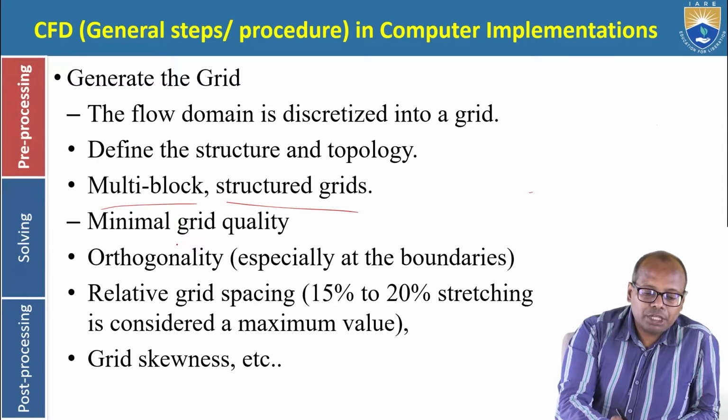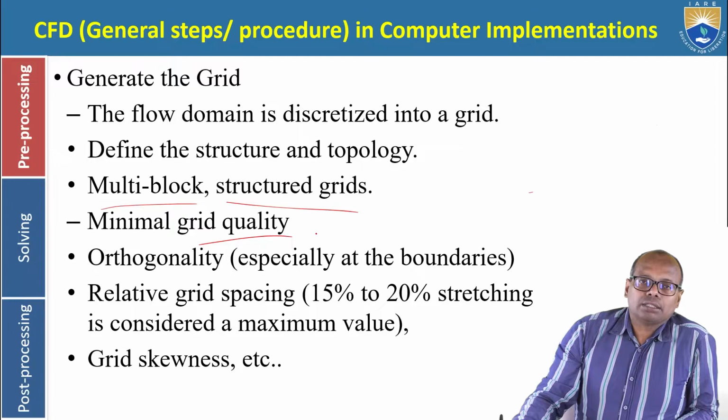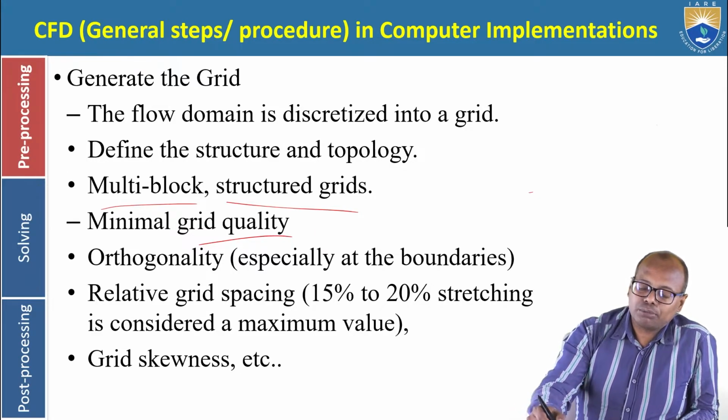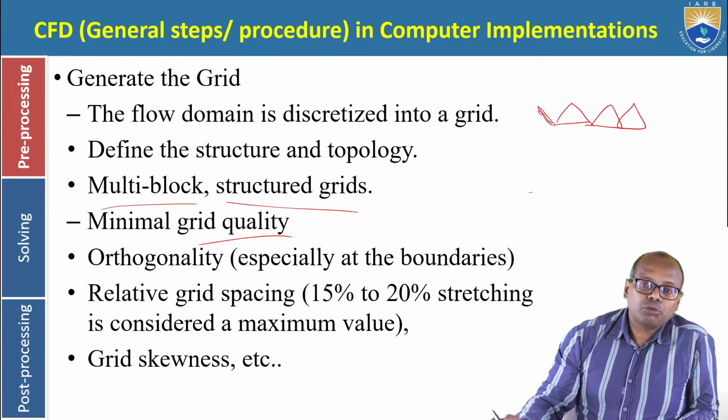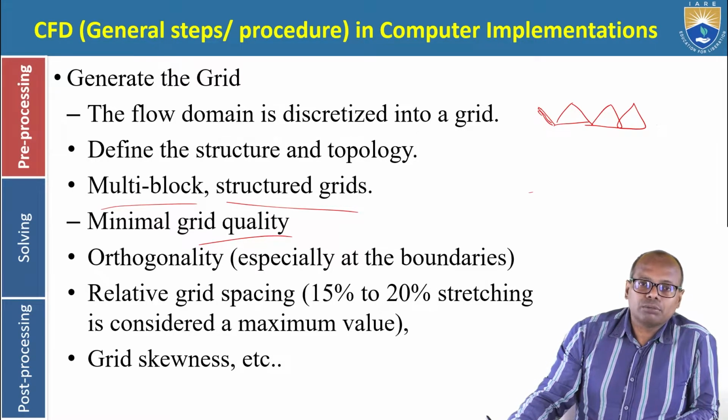Now, the minimal bad quality. The bad quality, say suppose the grid is like this. So this element is not connected in one point. This kind of bad element should not be there.